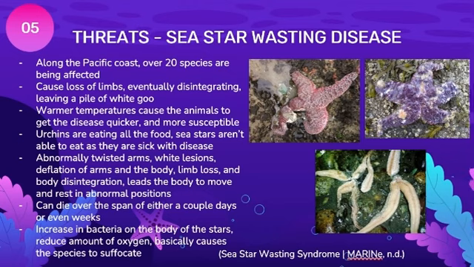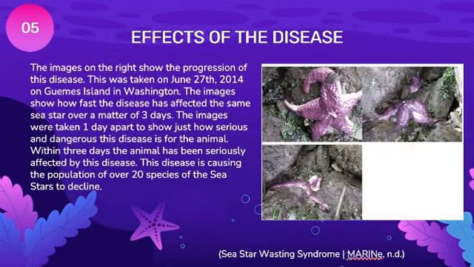Urchins have been eating a lot of their food, which is making it more difficult for the sea stars to get food, making them more susceptible to the disease as well. This disease causes abnormally twisted arms, white lesions, deflation of arms in the body, limb loss and body disintegration, and leads the body to move and rest in abnormal positions. These sea stars can die in the span of either a couple days or even weeks. The increase in bacteria on the body reduces the amount of oxygen and basically causes the species to suffocate.